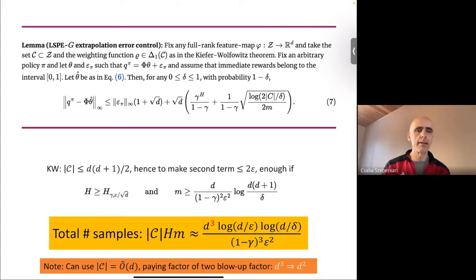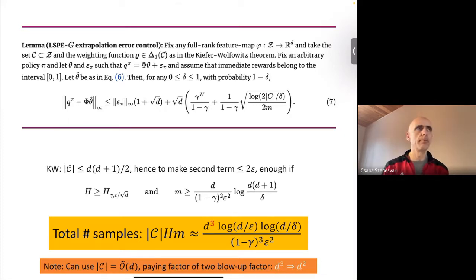And then the last time we talked about, okay, so if you want to make this controllable part of the error, which is the second bracketed expression in equation 7 above, how many samples you're going to need. And we saw that with the standard choice for Kiefer-Wolfowitz, where this core set of state action pairs would have d squared elements, it comes to d cubed. And we're wondering, well, could we improve this? Simple observation.